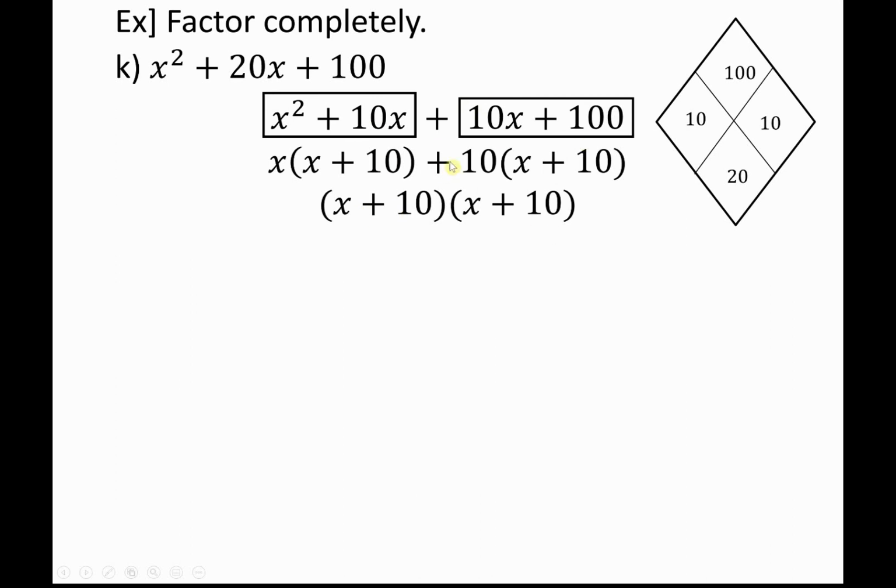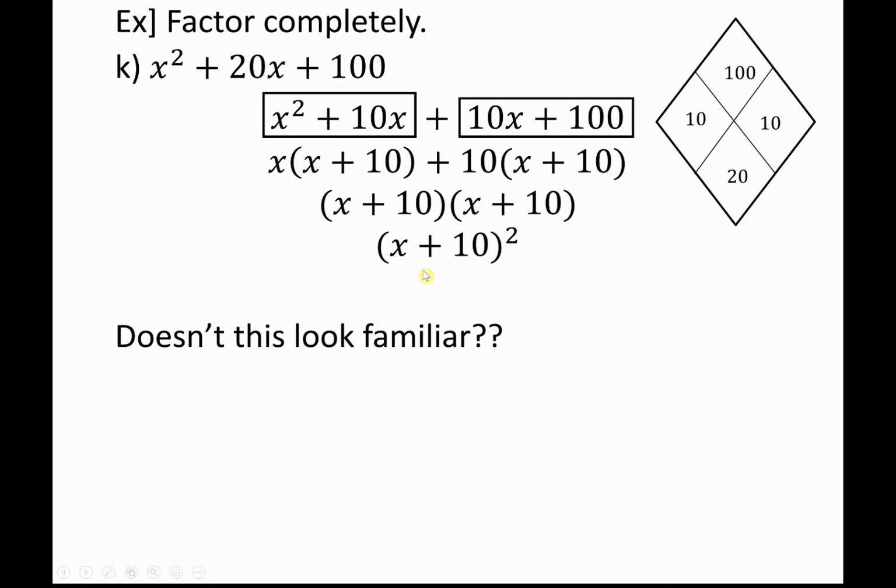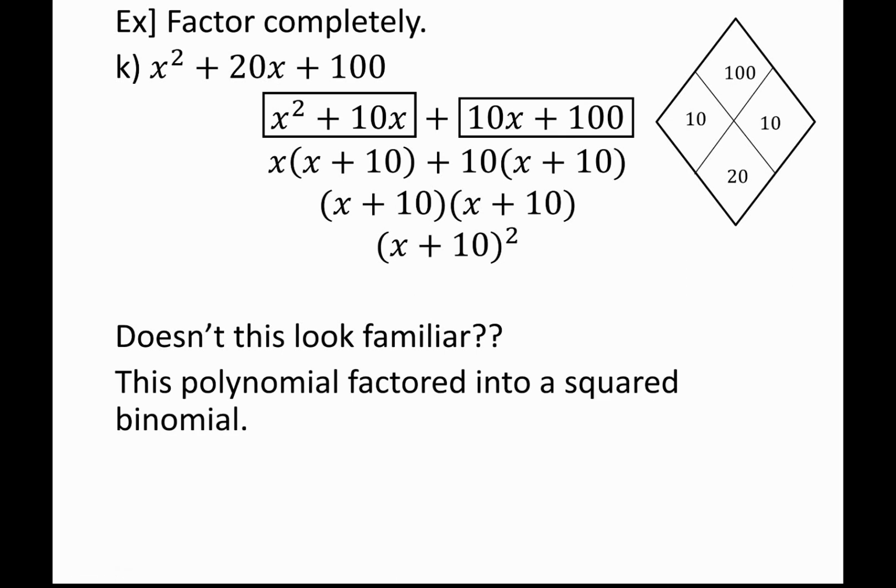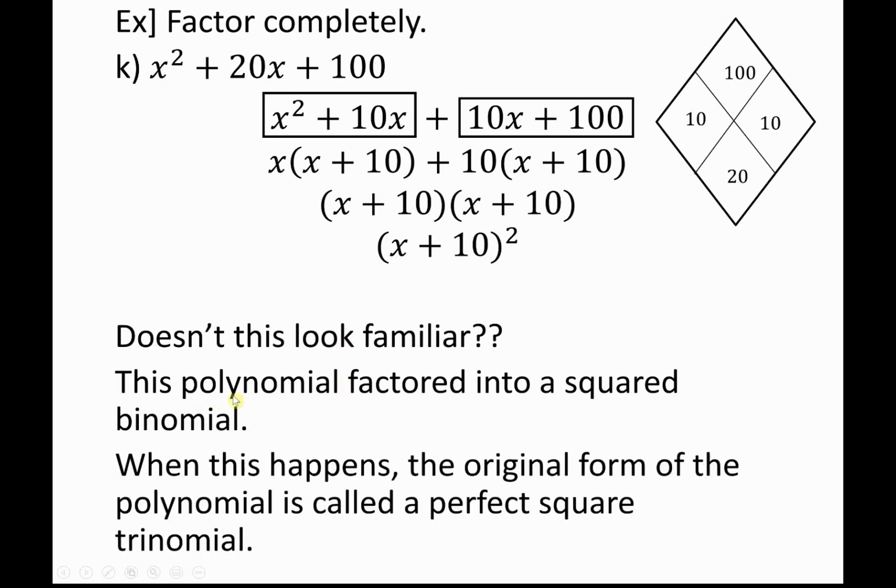Now, we have a binomial squared, right? So it looks familiar. You may know this rule associated with it, called a perfect square trinomial. If it doesn't look familiar, don't worry about it. Whether you recognize the structure or not, you can always use the diamond method, as you can see, to factor this trinomial here, if it is indeed factorable.